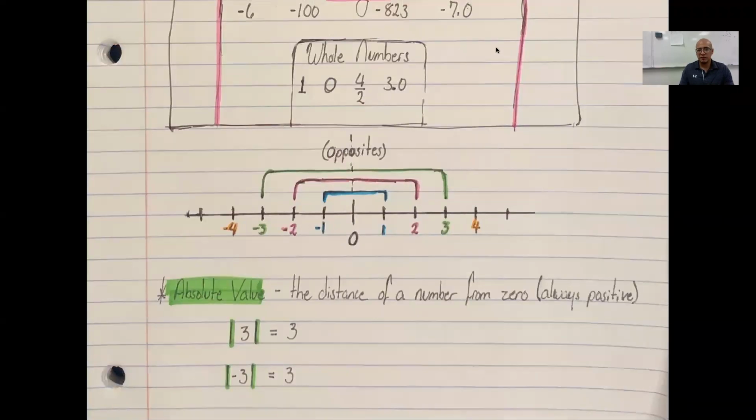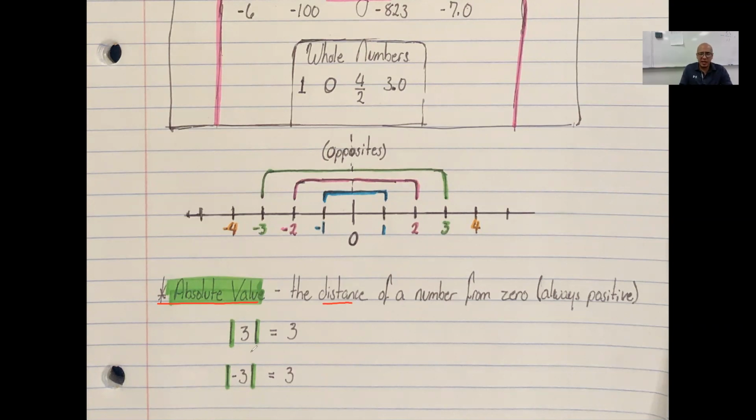Absolute value. Give me 1 second. There we go. Absolute value literally means the distance of a number from 0. And it's always positive. Distance of a number from 0.